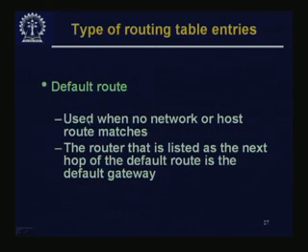And then there is a default route used when no network or host route matches. The router that is listed as the next hop of the default route is the default gateway. Why are we calling it a gateway? Because quite possibly this is not a packet for a network which is close by. This is a packet for some arbitrarily distant destination, and if this is a small router connected to this, it will send it to the gateway. The gateway will in turn send it to a bigger router to find its final destination.